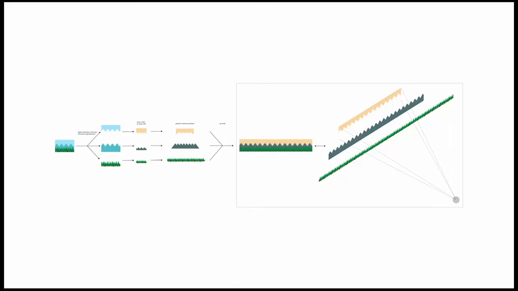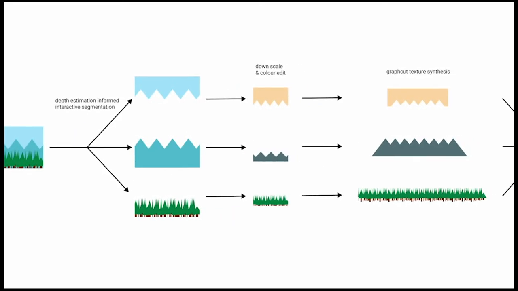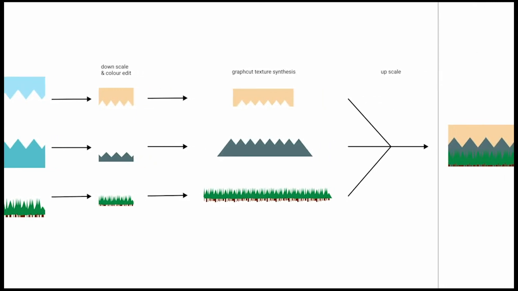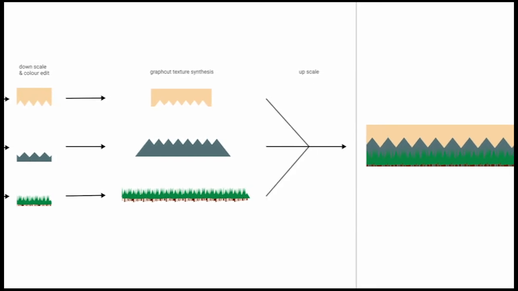Our pipeline to create 2D, pixelated, and parallax-ready backgrounds consists of the following steps. Depth estimation-informed interactive segmentation. Palette simplification and editing through K-means color clustering. Graph cut texture generation for image extension with optional pixelation style transfer.